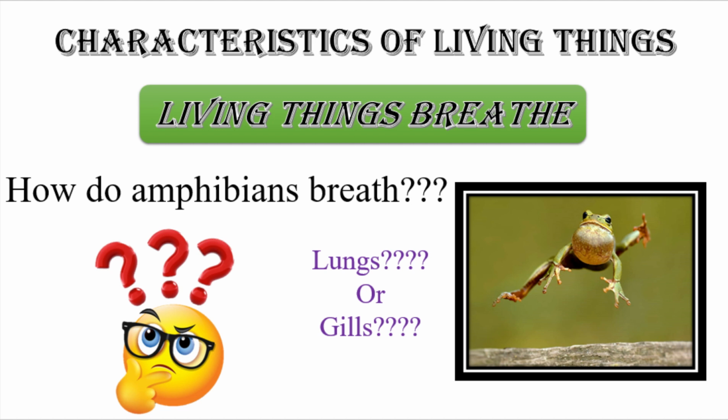Getting it, students? It means that most of the organisms have lungs like humans, mammals, birds and reptiles, while fishes have gills for breathing. And in case of amphibians, they have both lungs and gills. When they are underwater, they breathe with the help of gills, and when they are on the land, they breathe with the help of their lungs.